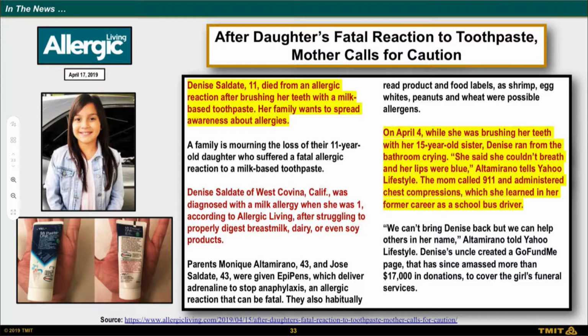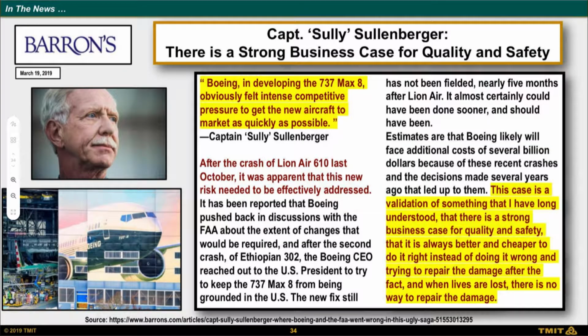One of the topical areas we focus on in Med Tac is anaphylaxis, and to hear of this little girl who died using toothpaste that had some milk-based substances in it, and died of anaphylaxis. So these leading causes of death are absolutely critical.